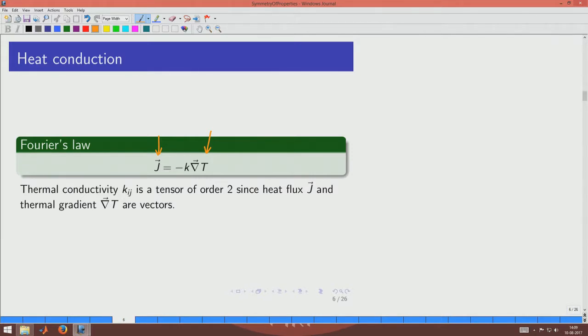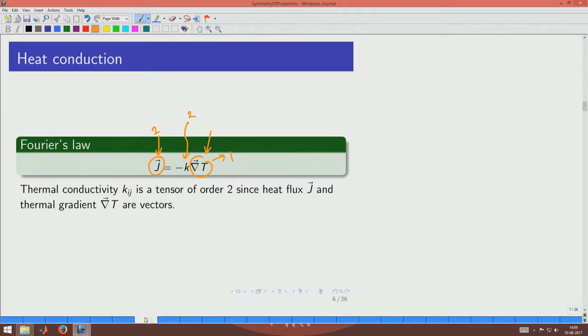Now, from this equation, if we were not to know about tensors at all, we may say that K is perhaps just a number, that is it is a scalar. But when we know the quotient theorem, we would say that because nabla T is a tensor of order 1 and flux is also a tensor of order 1, both are vectors. So, the maximum order that can be given to the quantity K would be 2. So, that we can think of the thermal conductivity as a tensor of order 2.